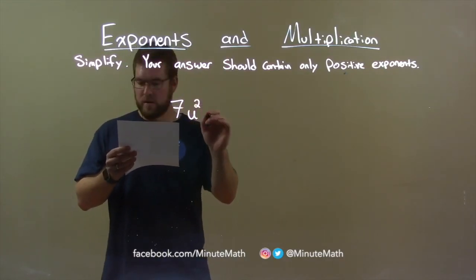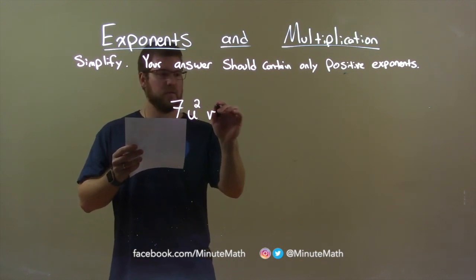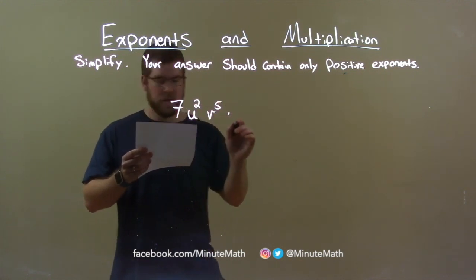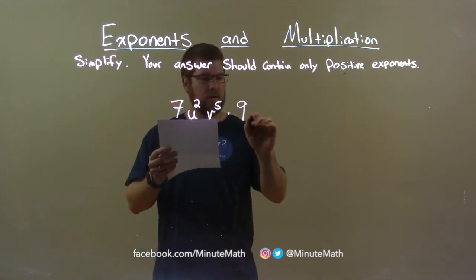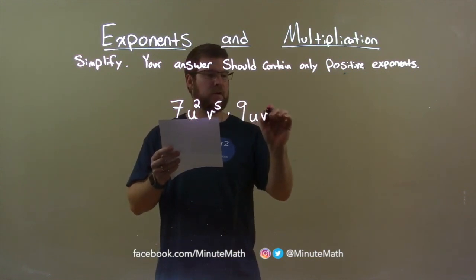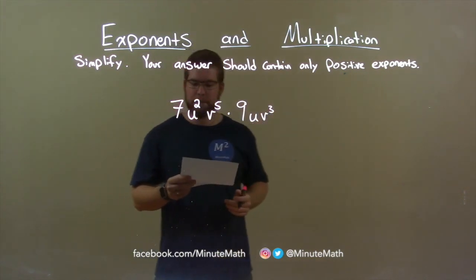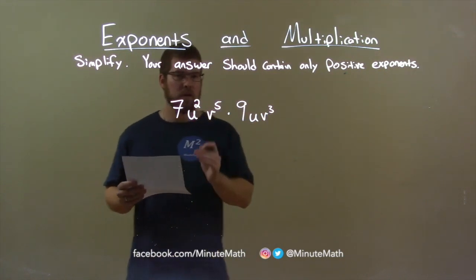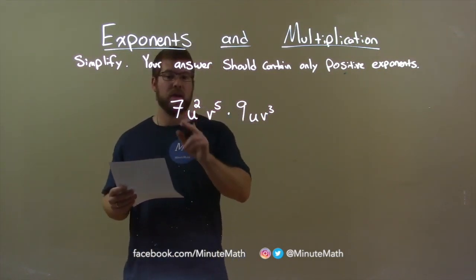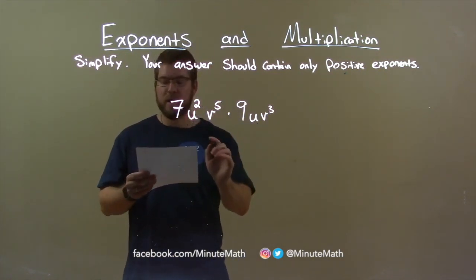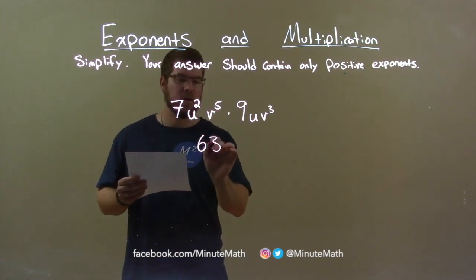7u squared v to the fifth power times a 9u v to the third power. Okay? Well, first thing I want to do is I look at the coefficients and I multiply them. 7 times 9, we have a 63 here.